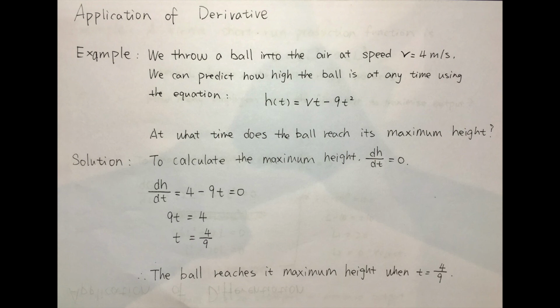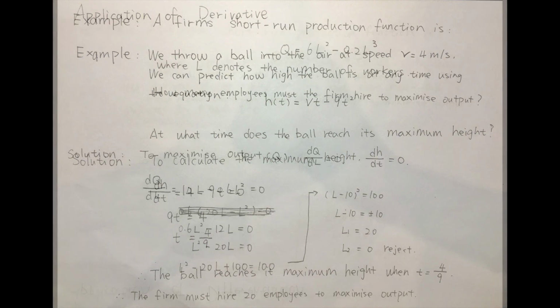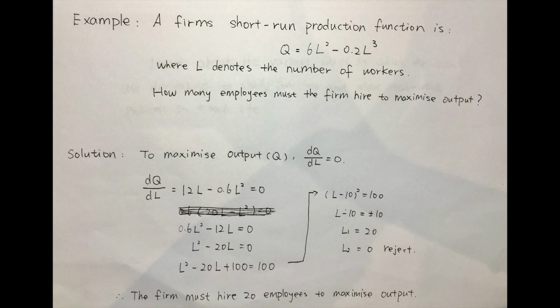Example: a firm's short-run production function is Q equals 6L squared minus 0.2L to the power of 3, where L denotes the number of workers. How many employees must the firm hire to maximize output?